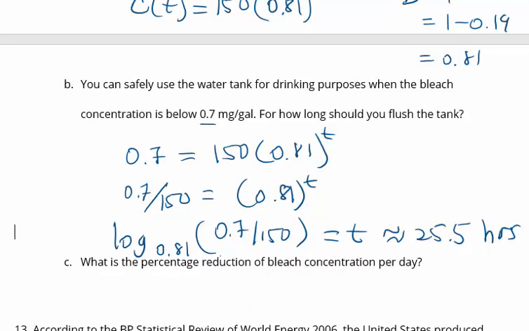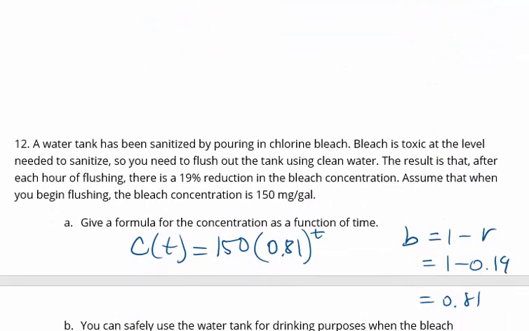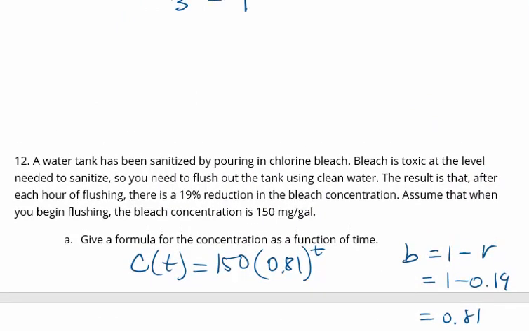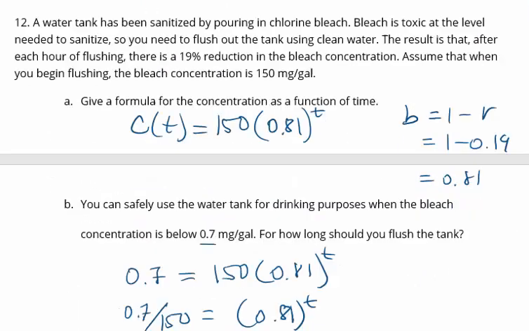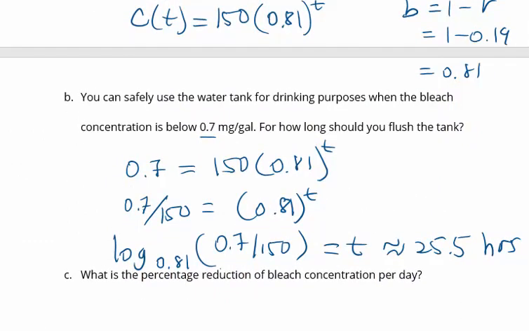Okay, and then part C, it says what is the percentage reduction of bleach concentration per day? Okay, so remember what we were given was the reduction over the course of each hour. So 19% each hour. So instead, we're going to take that 0.81 that we were given and raise it to the 24th power because there's 24 hours in a day.